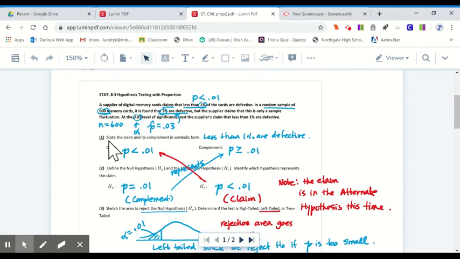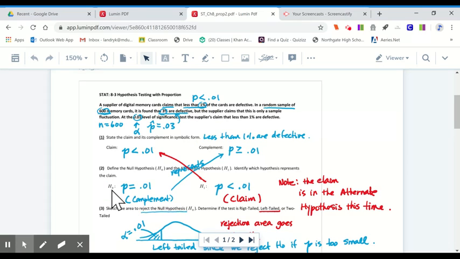Okay. So step one, state the claim and its complement in symbolic form. Less than 1% are defective. So the claim is P is less than 0.01, which means the complement is P is greater than or equal to 0.01. The equal to is in this camp.